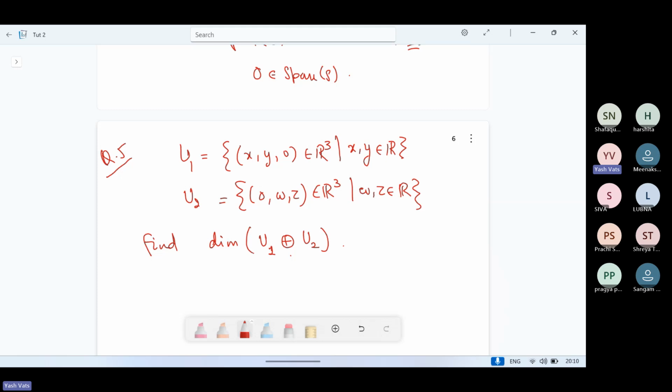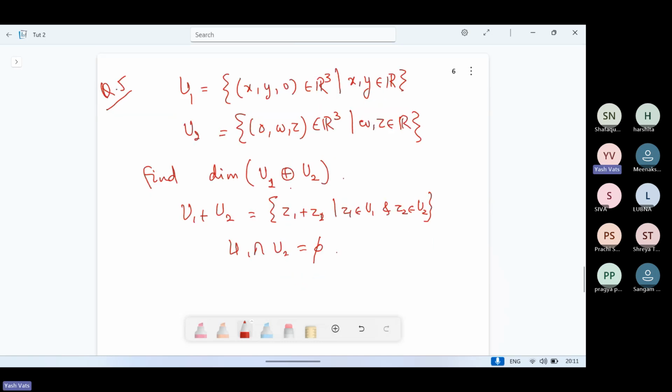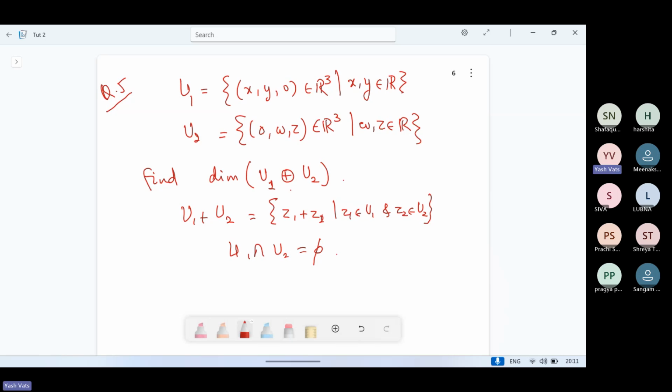You know what a direct sum means? What is a sum? What does U1 plus U2 mean? It is z1 plus z2 such that z1 belongs to U1 and z2 belongs to U2. And what does the direct sum mean? It means that U1 intersection U2 has to be, what we say, phi. Can you find the dimension and tell me what the dimension is? Everyone.